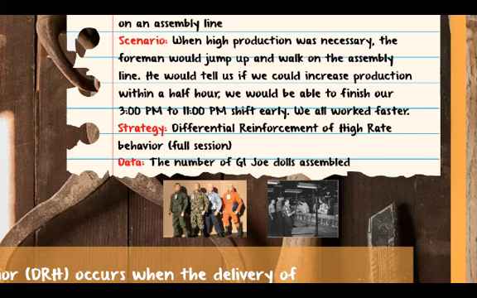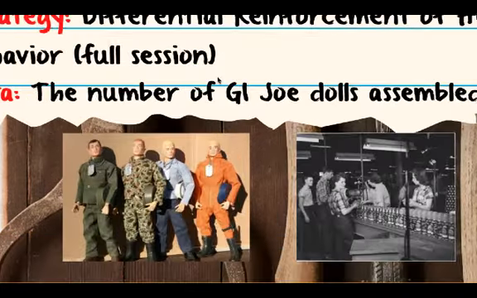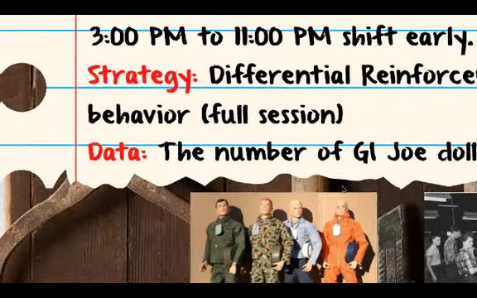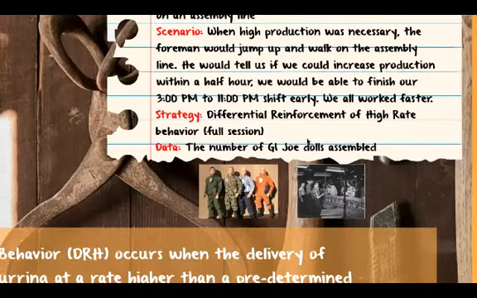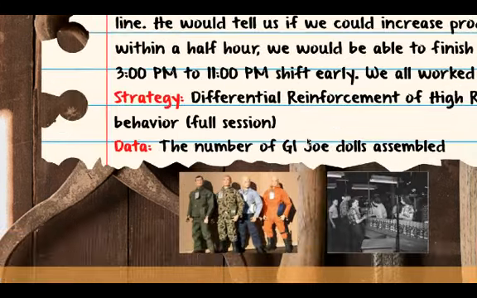So what was I assembling? I was actually assembling GI Joe dolls. I don't know if any of you recall GI Joes, but I used to love these things when I was a kid. So the assembly line involved the actual assembly of those dolls. So long as the number of GI Joe dolls assembled was at a rate higher than what we typically did as a group on the assembly line, we were eligible for reinforcement. What was the reinforcement? We left early. Powerful reinforcer for us. So very culturally appropriate. It was very linked to things that motivated us as a group.